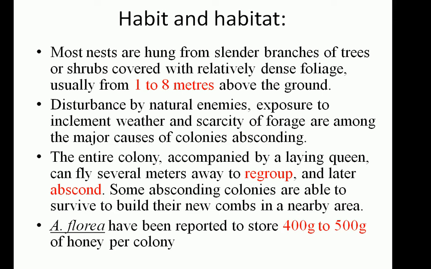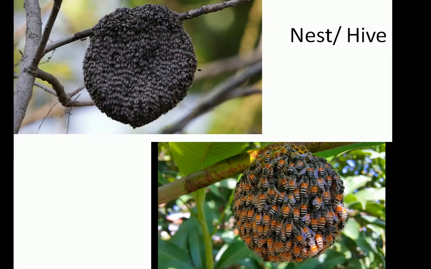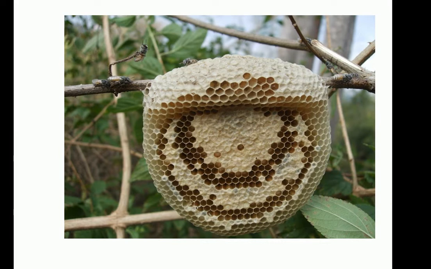You can look at the second picture to see how the nest is. This is the Apis florea nest. Sometimes they are oval, sometimes rectangular. You can look at the next picture. This is one nest of Apis florea. In the upper area there is the honey area, then there is a brood area, and in the surrounding area there is again honey area. At the end part there are also the larvae and adults.